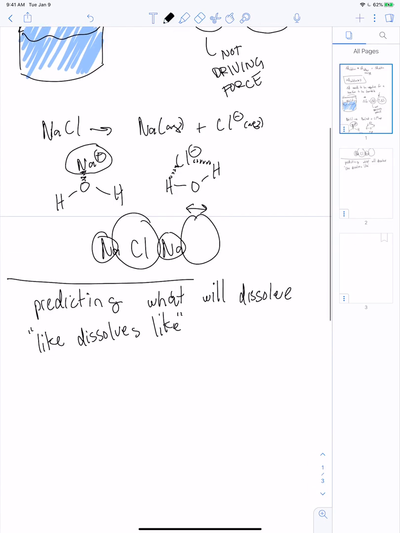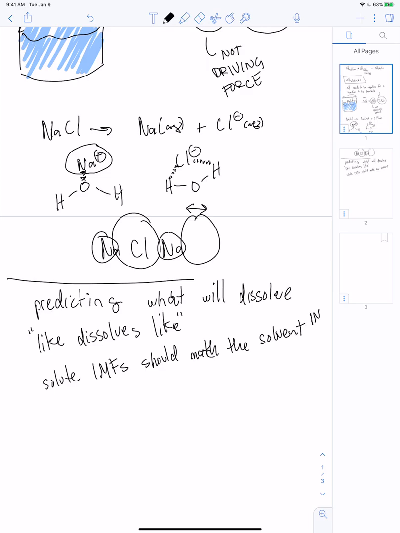So if I am trying to dissolve something like sodium chloride, which is ionic, so it has permanent dipole moments in it, the solvent, so the solute, let me put it in plain terms first. What "like dissolves like" means is that the solute IMFs should match the solvent IMFs.